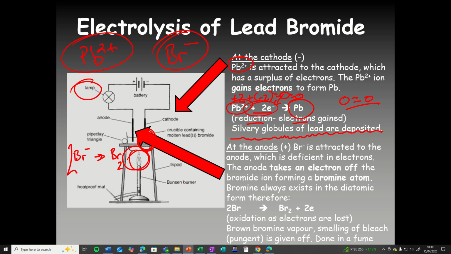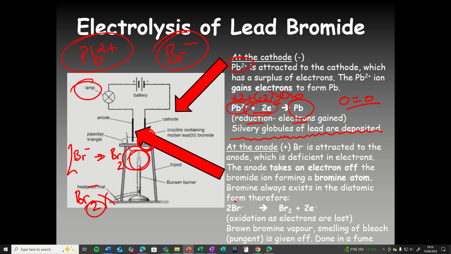You never put, by the way, I'll just write it down here, you never put Br- with a small 2 down there. That is utter nonsense. Bromide ions exist individually on their own, not with another bromide ion. If you think about it, two bromide ions are both negative. They'll repel each other. They won't join to make Br2, which implies that they are bonded together. So that is what you have to do then.